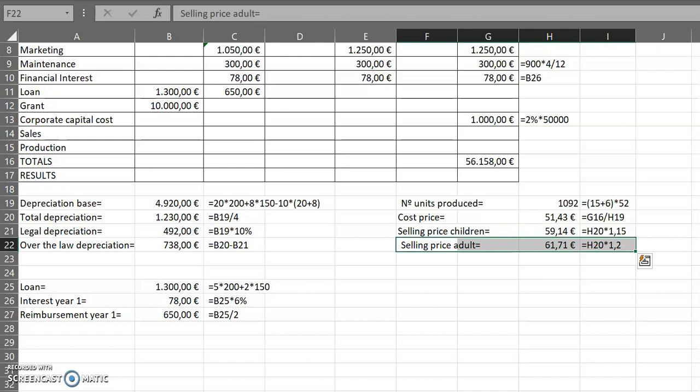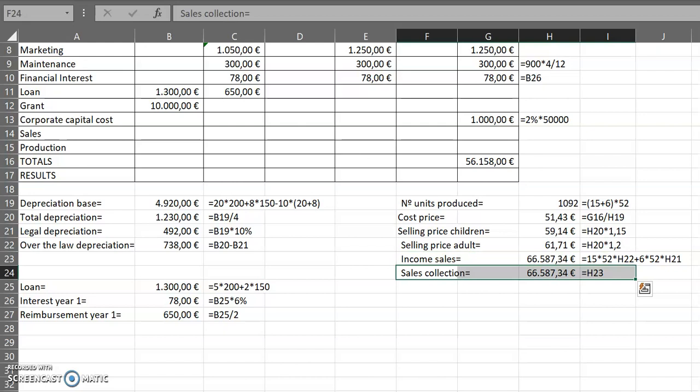We're ready to calculate income sales. So income sales is going to be 15 adult bikes, multiplied by 52 weekends, multiplied by the price for adults, plus 6 children bikes multiplied by 52 multiplied by children price. The company collects in cash at the moment. That's why income sales and sales collection are exactly the same. And in this case, we consider there's no warehouse, so the production could be exactly the same.